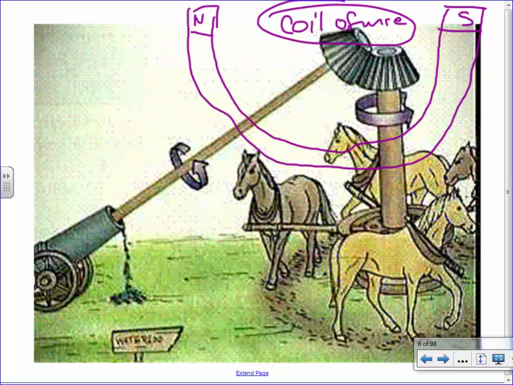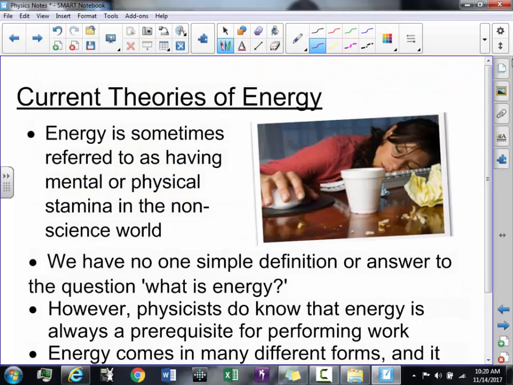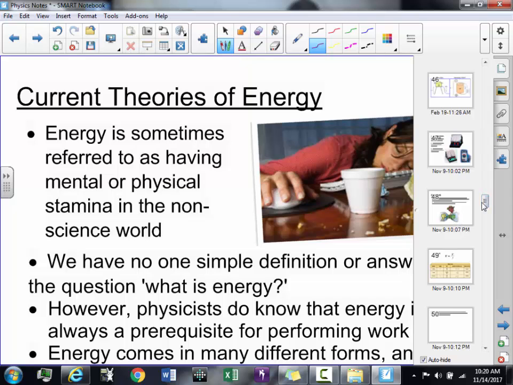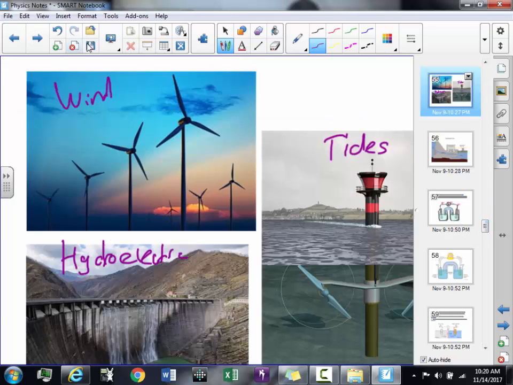Right? So, give me a second here till I get back to this slide. Rather than having humans do it, let's have nature do it for us. This is where we were.